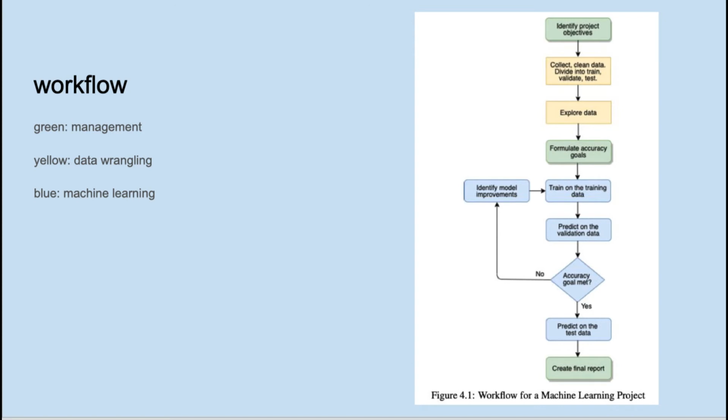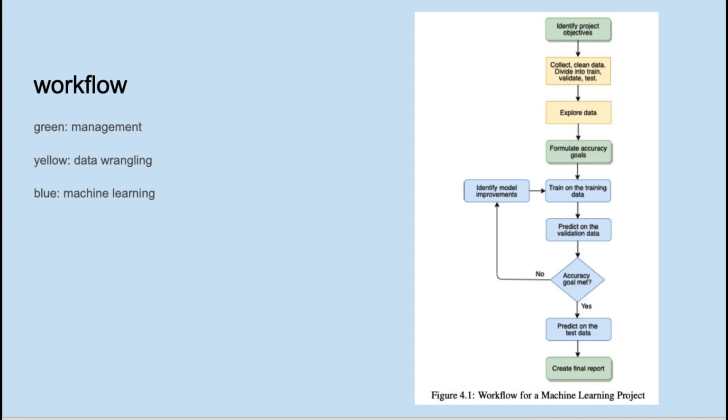I've outlined a typical workflow for professional machine learning projects. The green boxes are for management. The yellow boxes involve data wrangling, and blue involve the actual machine learning. Project control is top-down in most organizations. The departments and people funding the project call the shots. It's up to the team, however, to provide useful feedback in setting realistic objectives.